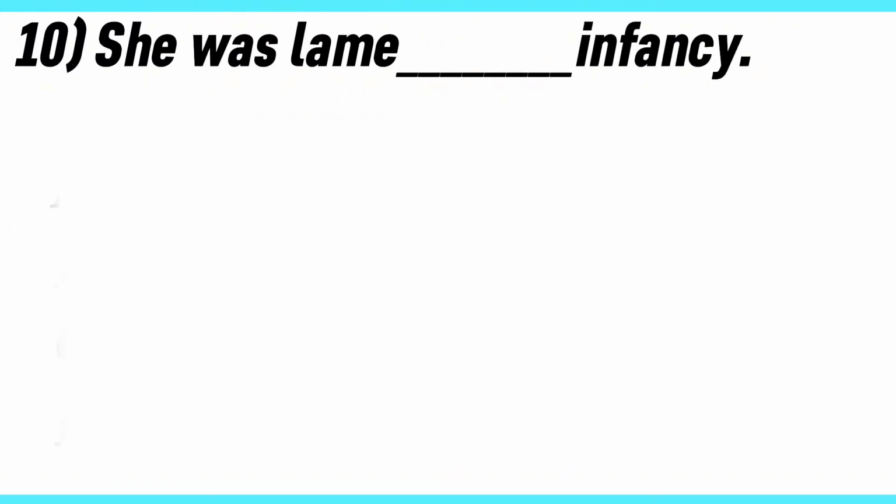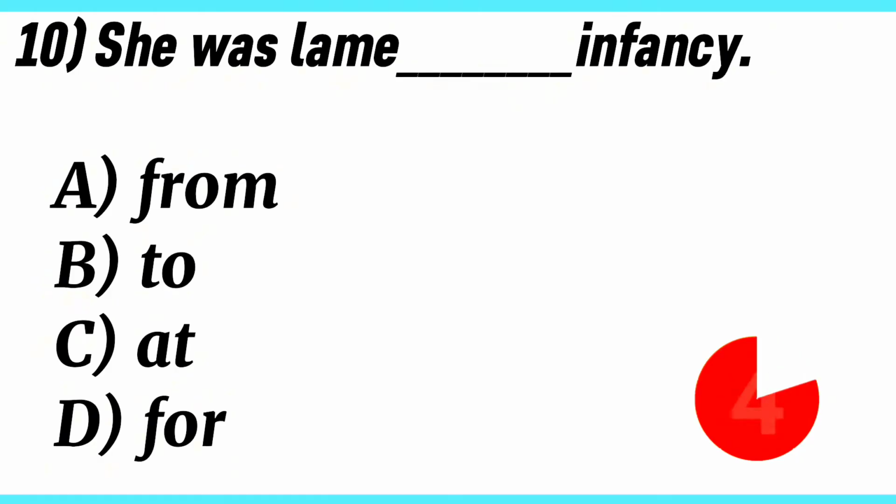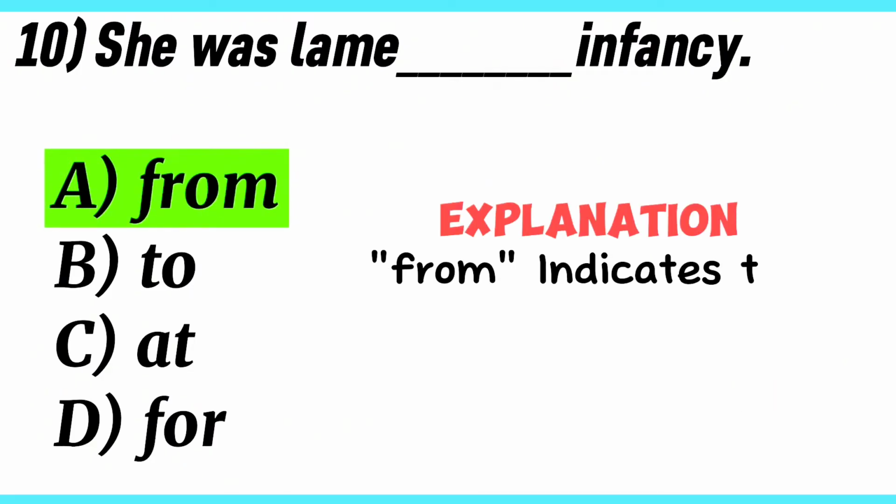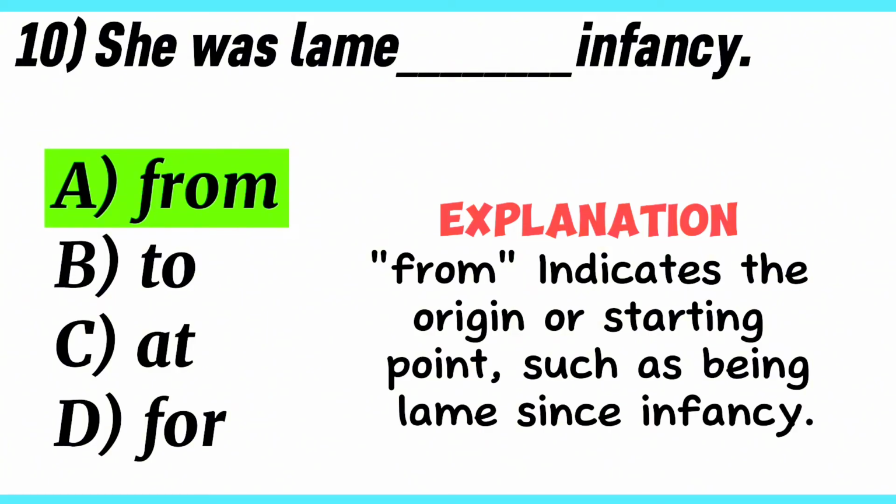She was lame dash infancy. The correct answer is option A, from. Explanation: from indicates the origin or starting point, such as being lame since infancy.